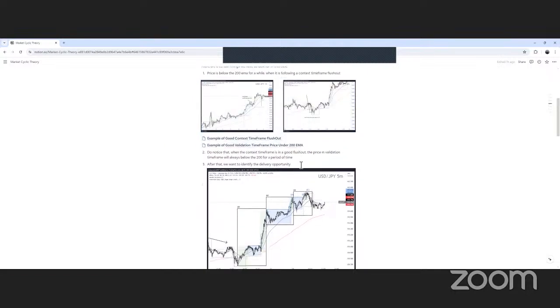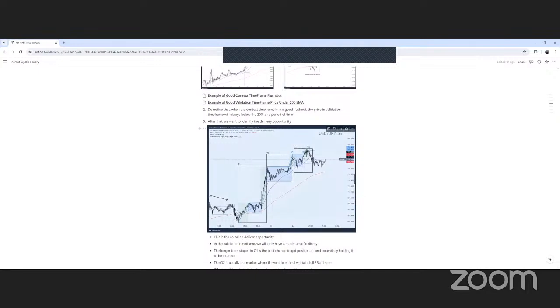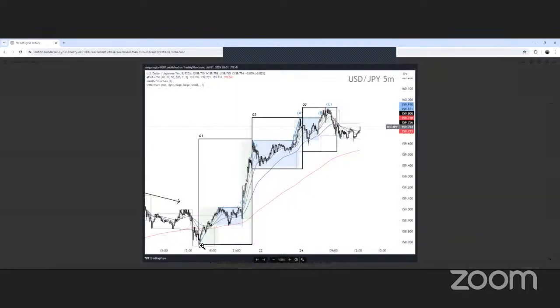Now, notice that when the price gets below the 200 and moves up, it creates a longer term stage one, and moves up again, creates another longer term stage one, and moves up and creates another longer term stage one. Personally, before this, I was 100% getting in here, but I'm not sure whether I should get in here or here.